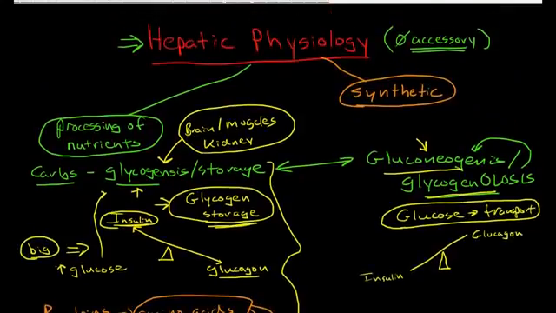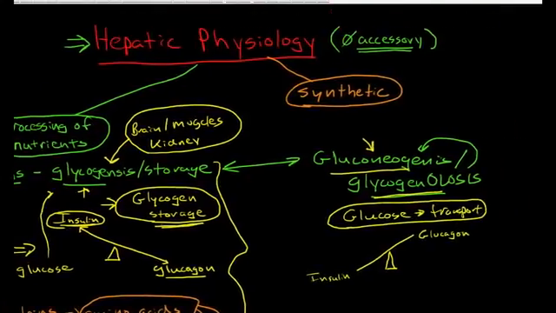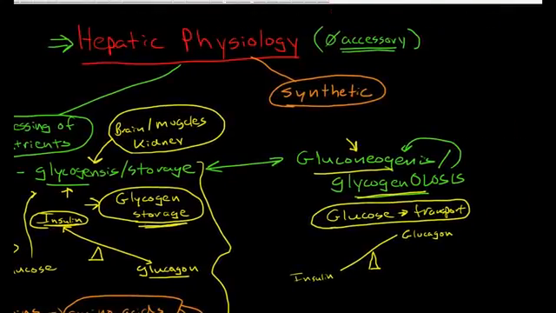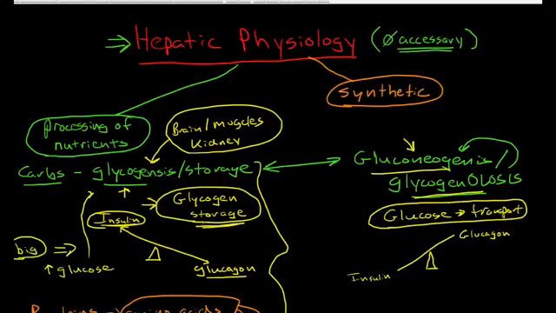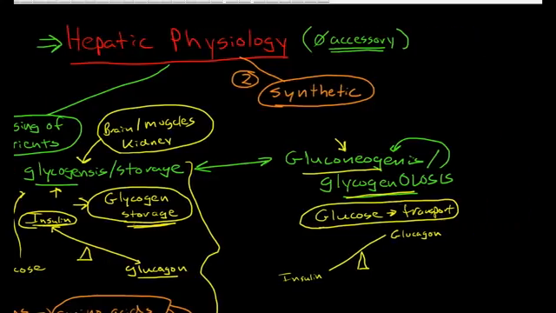The second one is the synthetic function, and I'll just put in the third one here while I'm talking about it. So we have number one, processing of nutrients. Number two, synthetic function, synthesis. And number three would be protection and clearance.